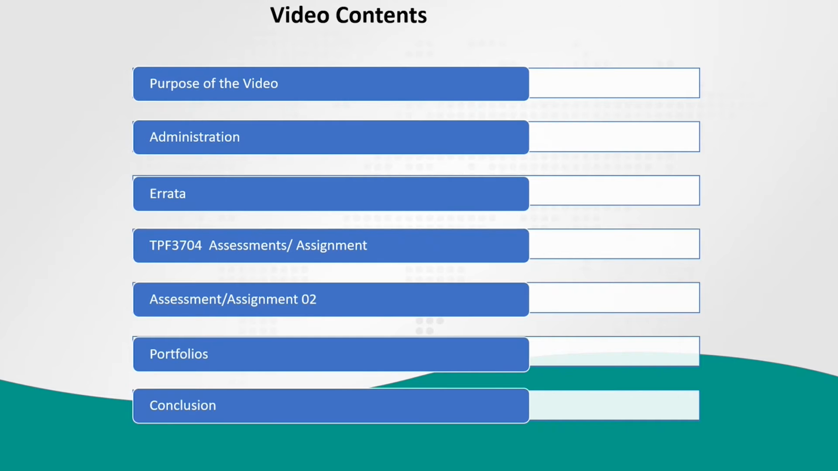The video contents of today: we are going to look at the purpose of this video, and we're going to look at the administration. We're going to look at some mistakes that some students are querying about. And then we're going to follow with TPF assessments or assignments, as I said. Then we're going to look specifically into assignment 2. We're going to look at portfolios. Then we conclude.